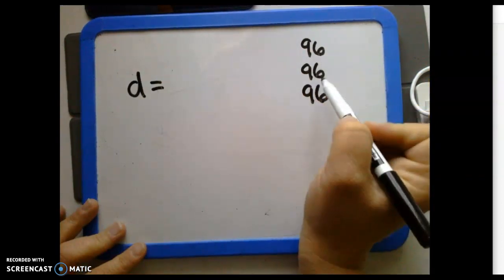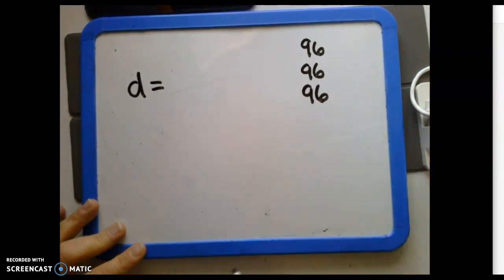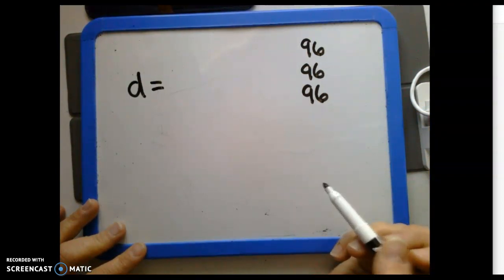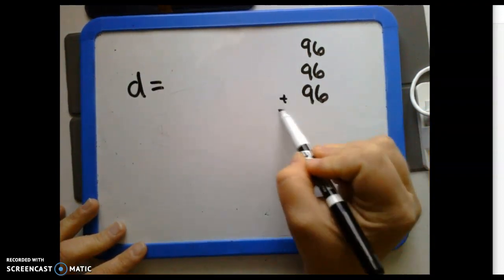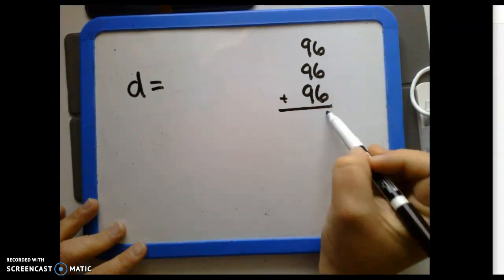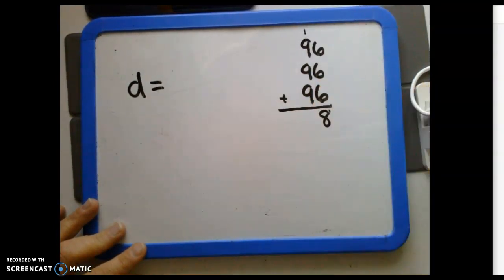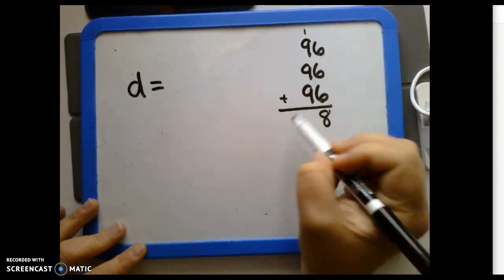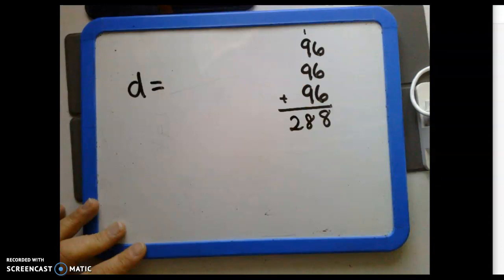We can add or we can do our multiplication. 3 times 96. If I add 6, 12, 18, carry my 1, 9, 18, 27, plus 1 more is 28.